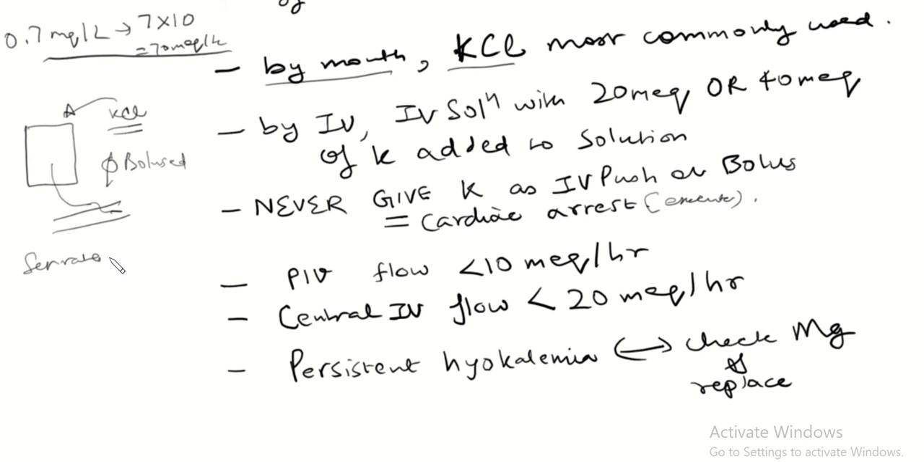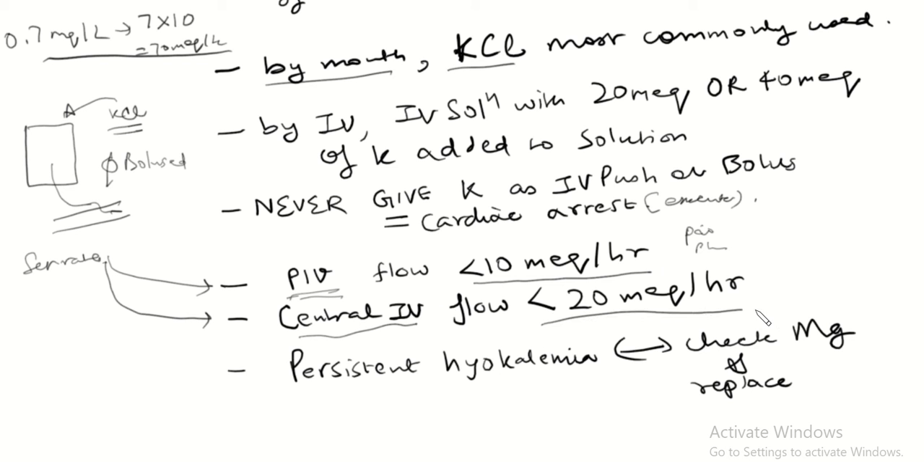And that set rate has to be based on two numbers. And I want you to remember these numbers. Again, this is high yield. If you're giving it through a peripheral IV, there's a high likelihood of pain and phlebitis. So it is a lower flow rate. You can't give it faster than 10 milliequivalents per hour. If you're giving it through a central line, you can't do anything over 20 milliequivalents per hour because of the cardiac issues.